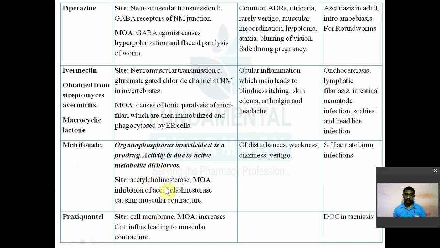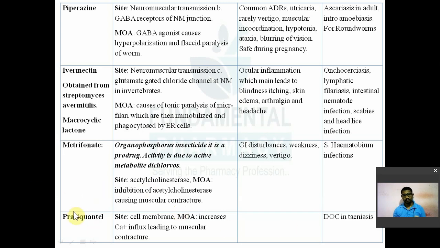So it will act on acetylcholine esterase. Obviously, as it is an organophosphorus compound, it will inhibit the acetylcholine esterase. After inhibition of acetylcholine esterase, there will be more acetylcholine available at the neuromuscular junction of worms. So acetylcholine will do its work. It will continuously cause contraction. So inhibition of acetylcholine esterase causes muscular contraction.